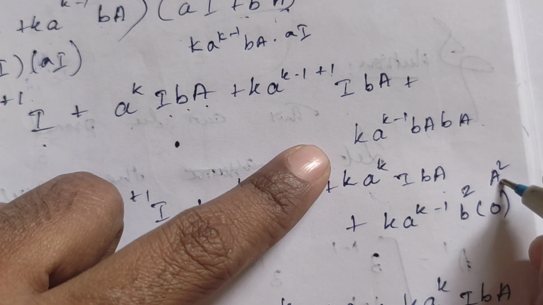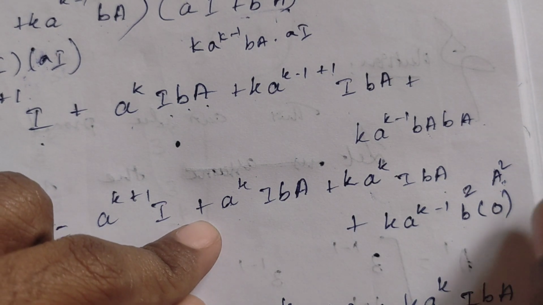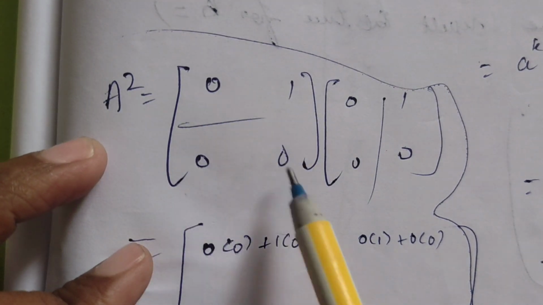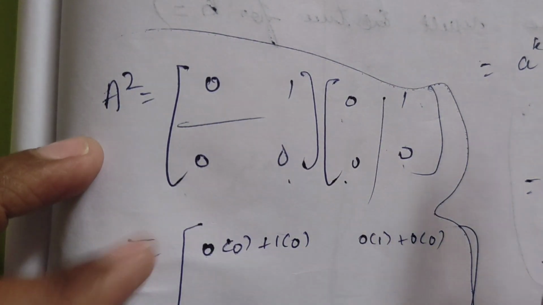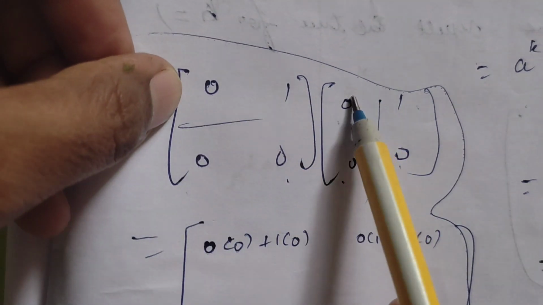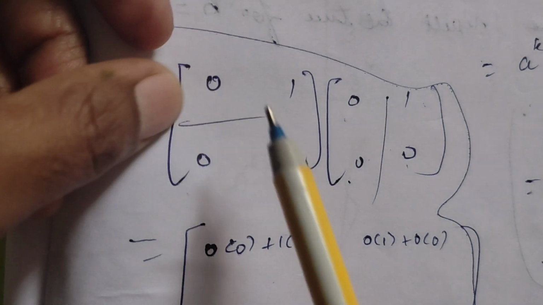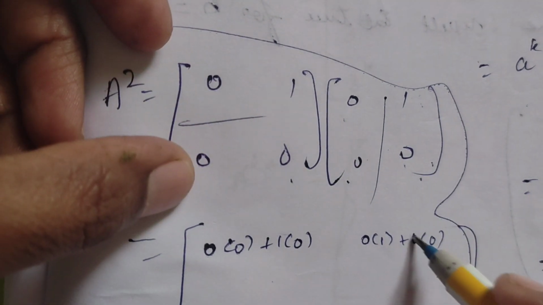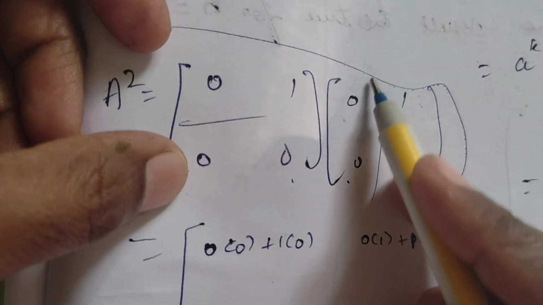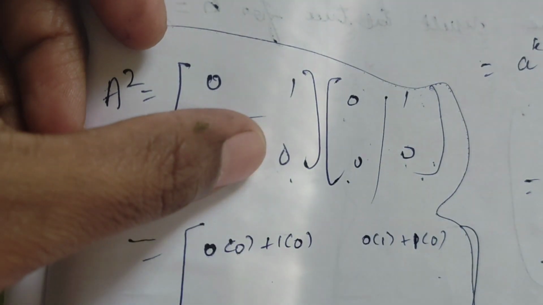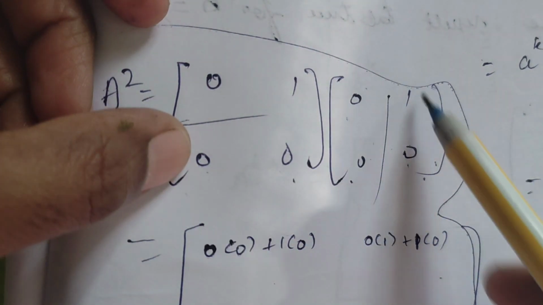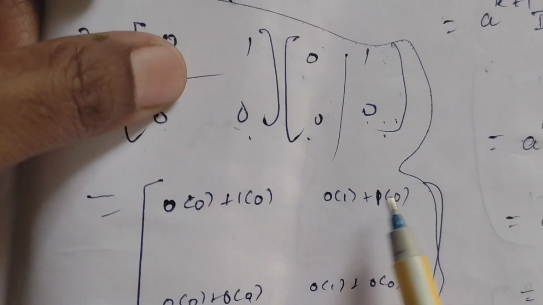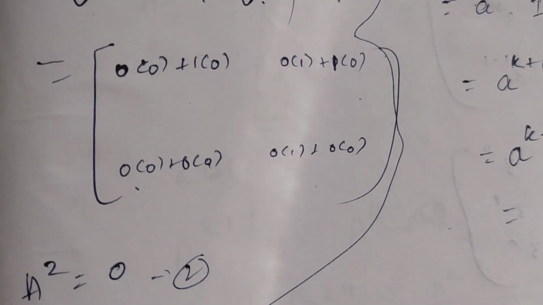So what is the value of A square we have to find with the help of the matrix they have given. A square matrix is A into A. So 0, 1, 0, 0, 0, 1, 0, 0. On multiplication, what will we be getting? 0 into 0 plus 1 into 0. Next, first row, second column, 0 into 1 plus 1 into 0. Next, second row, first column, 0 into 0 plus 0 into 0. Next, second row, second column, 0 into 1 plus 0 into 0. So we got everything 0. So A square equal to 0.